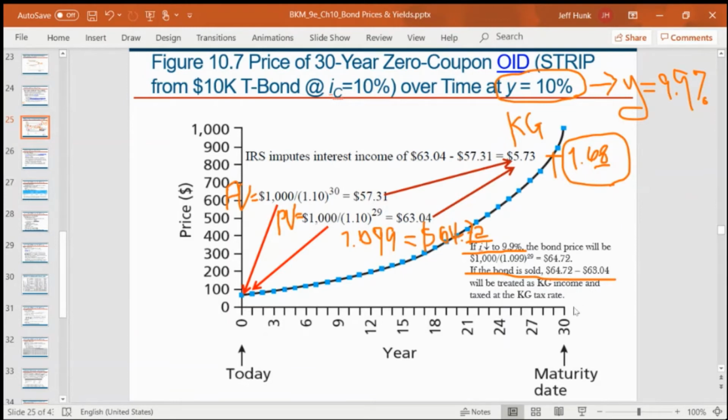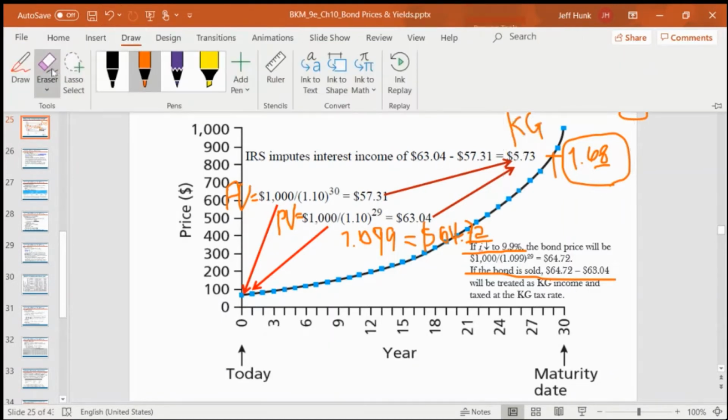So what I'm trying, this was wrong. I'm sorry. Let me do this. I'm going to have to use the eraser.